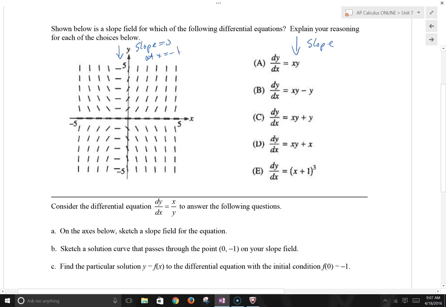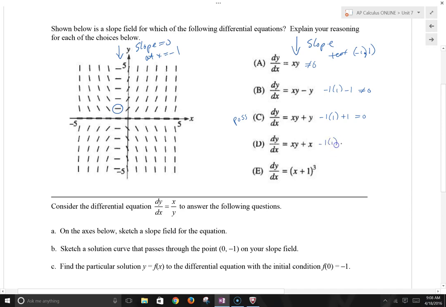So let's pick some points to test. Pick any point we want. Let's go with negative 1, 1. So we're going to test negative 1, 1, and see if we get out 0. Well, this is obviously not going to be 0. Let's see, this one is negative 1 times 1 minus 1, which is not 0. Negative 1 times 1 plus 1 equals 0, so this is a possibility.